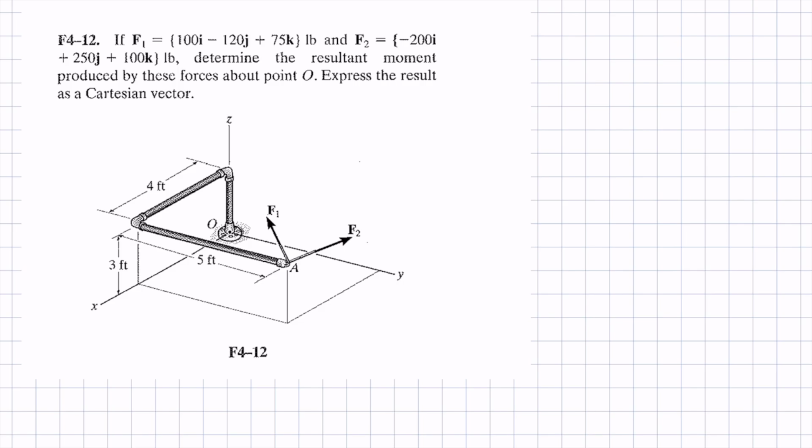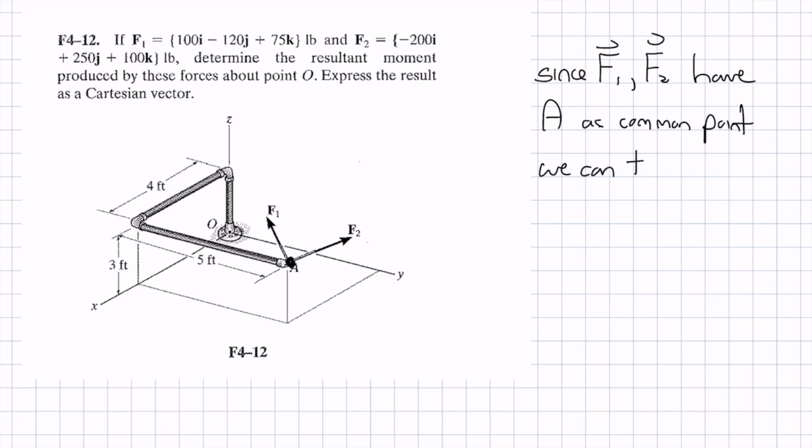Now, here's the thing. You could find the moment due to F1 by itself, then find the moment by F2 by itself, and then add those two moments together. That's a perfectly valid way of doing it. But also notice in this case, there's a shortcut. Because these two forces both pass through A, what you can do is combine them together, having A as a common point. We can treat them as one force, I'll call it FR, where we add F1 and F2 together.